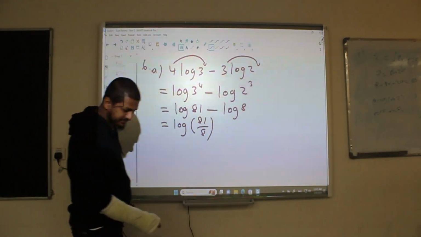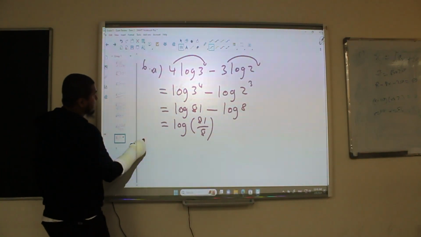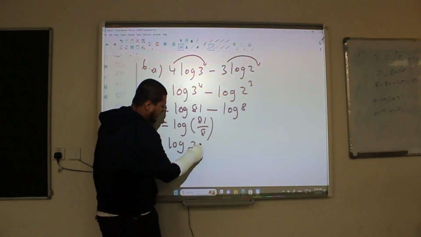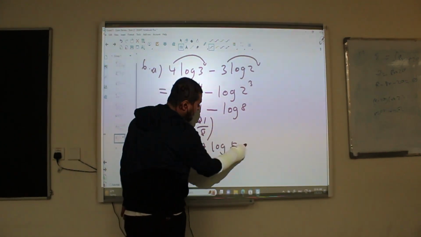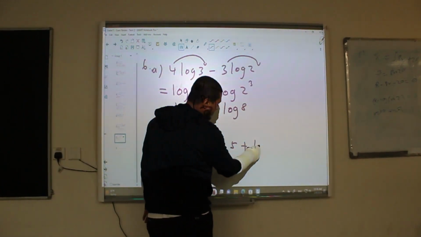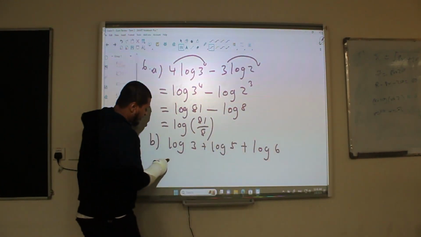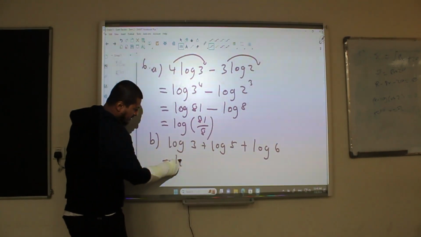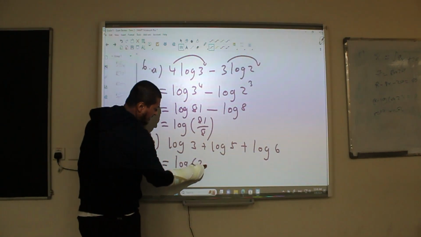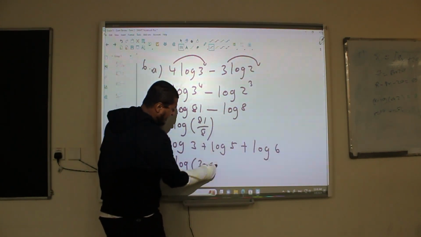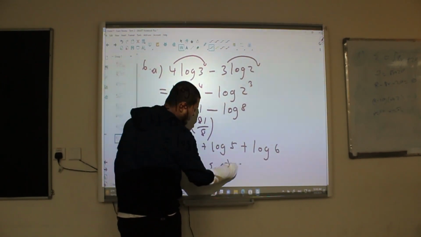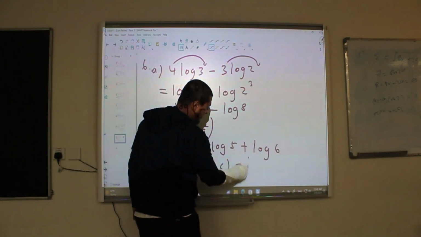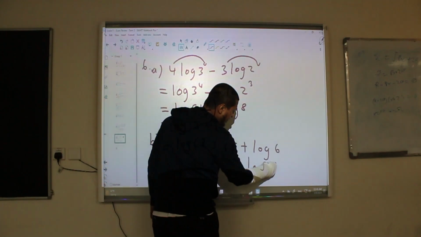Looking at 6b, we have log 3 plus log 5 plus log 6, and because we have everything as a product, everything as a plus, writing it as a single log will just become a product. So log of 3 times 5 times 6. 3 times 5 is 15, times 6 is 90. So what we have is log 90.